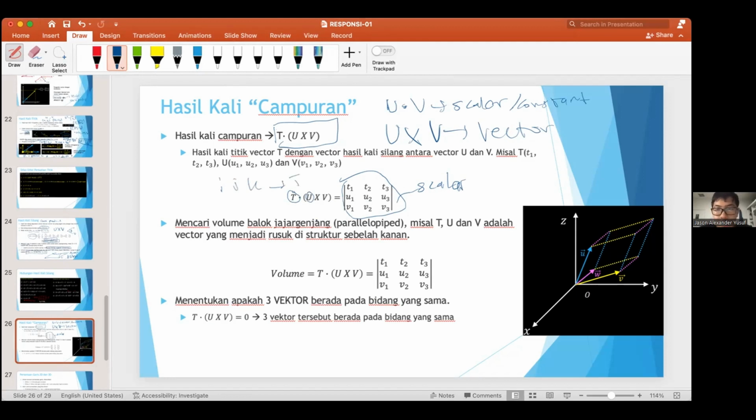And where do you use it? To find the volume of this structure here, which is called a parallelepiped or something like that. I don't know whether this is the correct term. Where t, u, and v are the sides of the parallelepiped here. The next application is another important one, which is to determine whether three vectors are on the same plane.